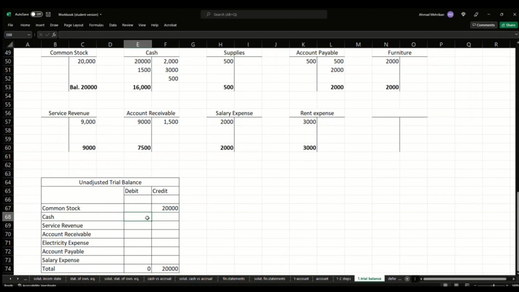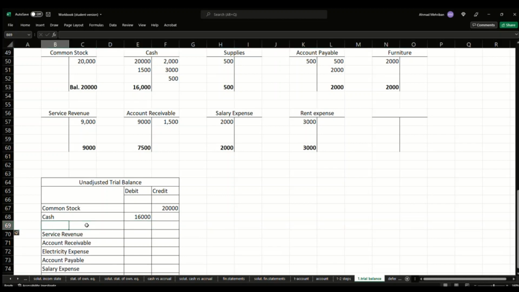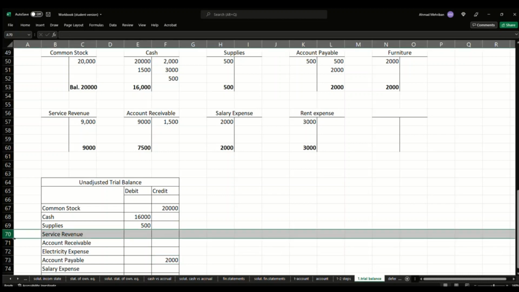Cash is 16,000. Supplies, I'll add here because there isn't. Supplies 500. Accounts payable, we have 2,000 for it. Furniture, no such entry, so I'll add one.